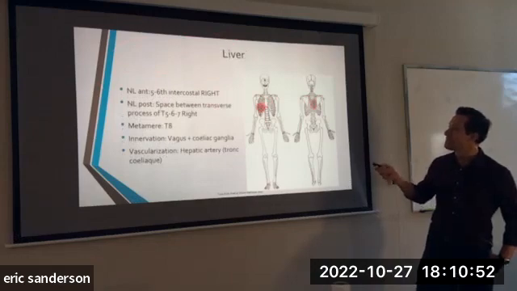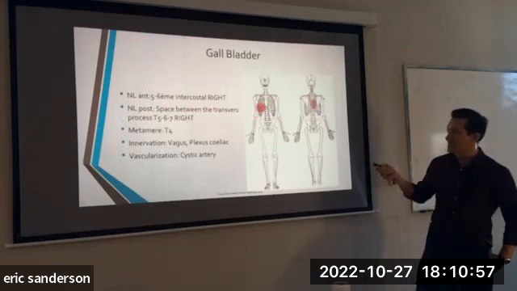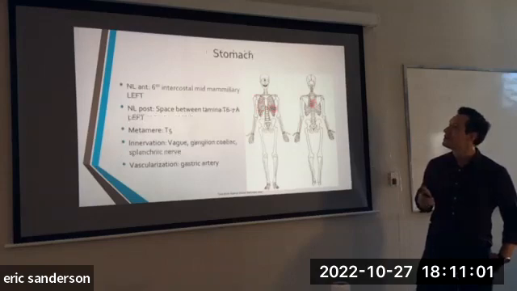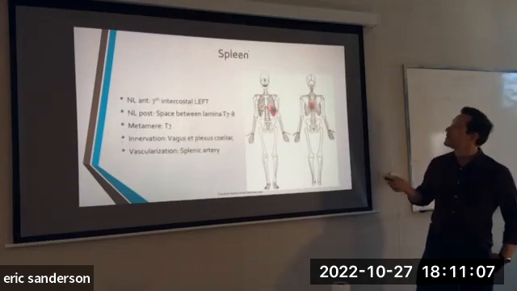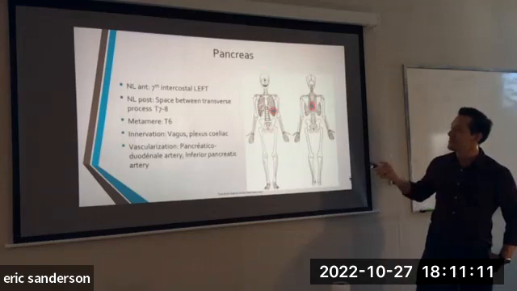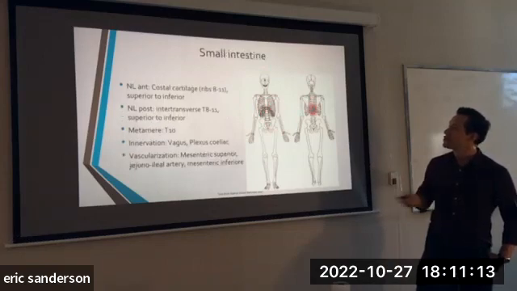The liver, we're looking at the 5th and 6th intercostal space on the right. Gallbladder, 5th and 6th intercostal space on the right, sometimes to the 7th even. Stomach is the 6th intercostal space on the left, so the stomach is on the left, just for being clear. Spleen is 7th on the left. Pancreas, 7th on the left. Small intestine is along the costal cartilage, right? On both sides.